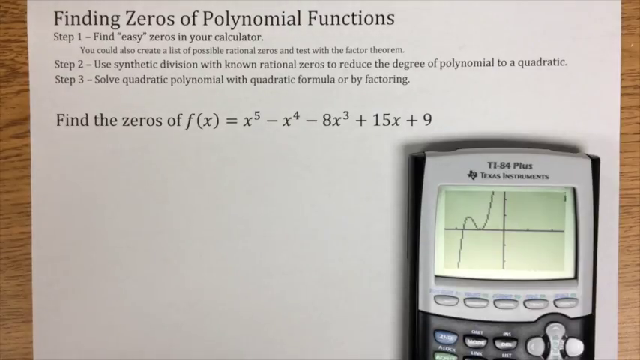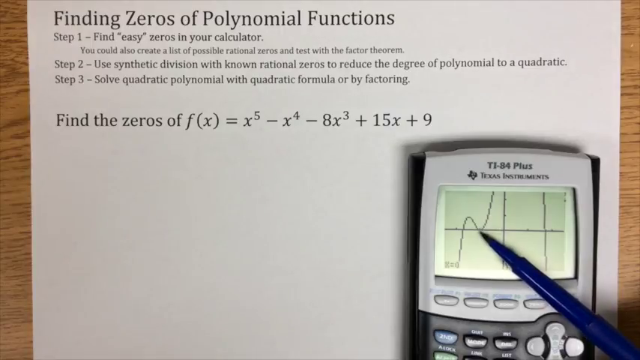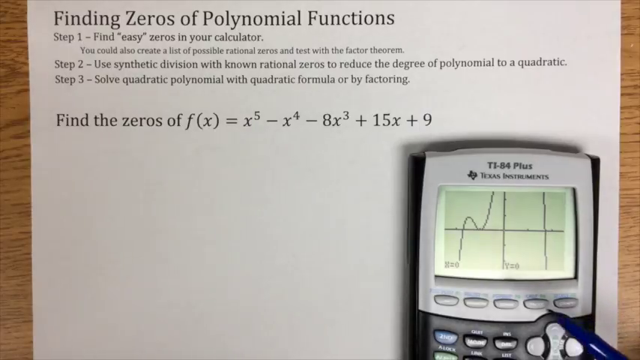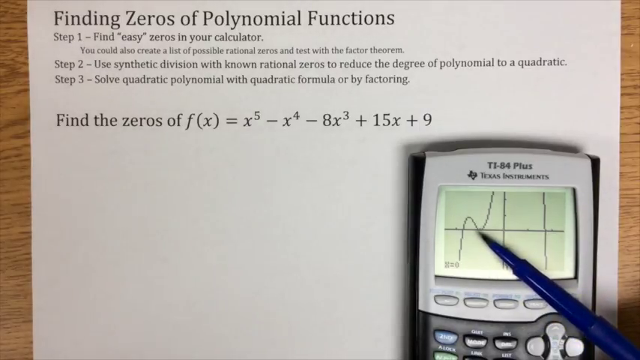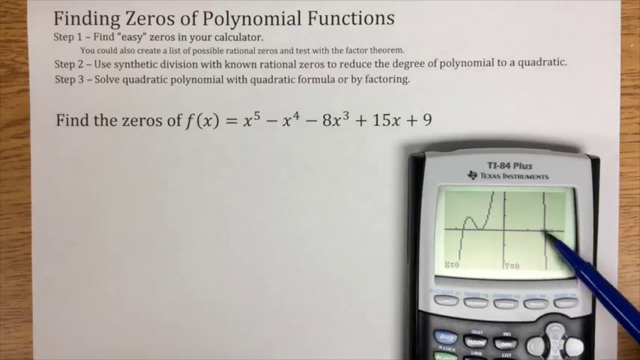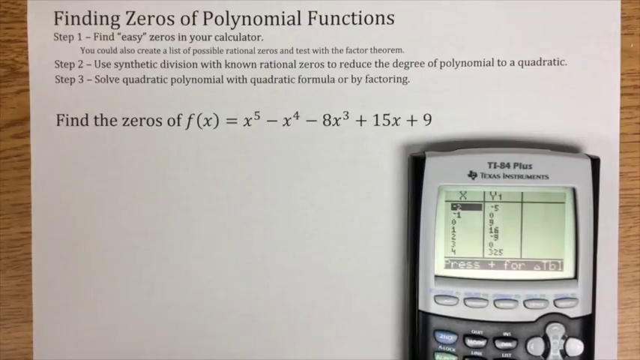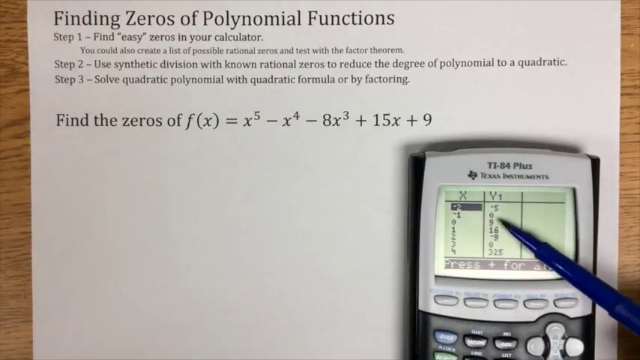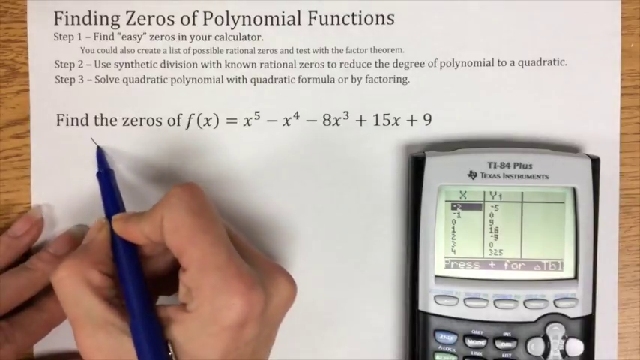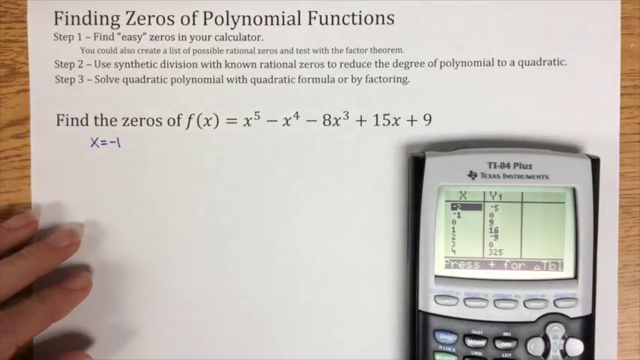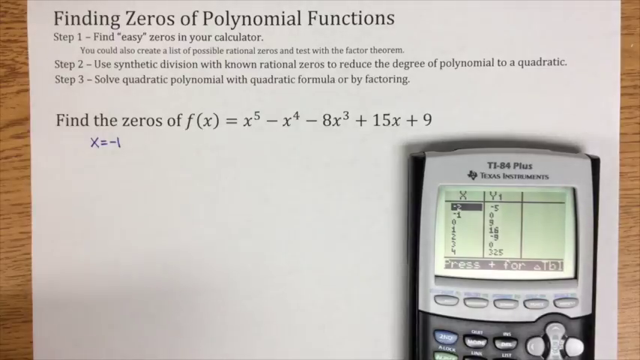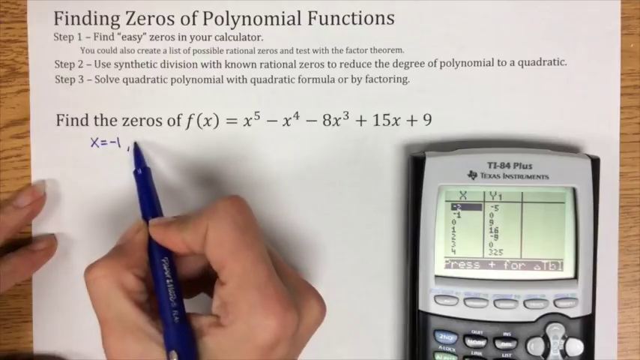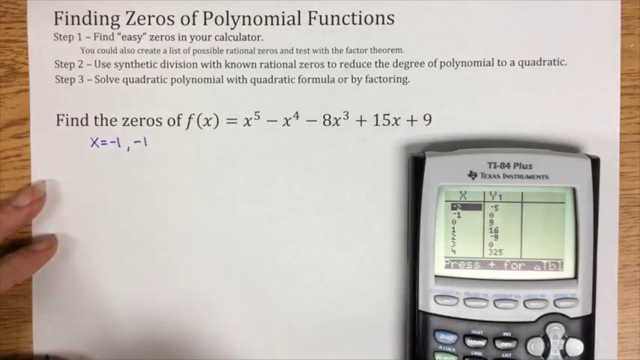I'm going to zoom in just a little bit and see what I see. And yes, it is. So at -1, if that is a zero, it looks like a repeated zero. And so we're going to count that as 2. I can't quite tell what's going on here, so I'm going to go to the table. So, okay, -1 is a 0. So x equals -1, and that one looked to be a repeated 0 or have a multiplicity of 2. So I'm going to write it twice because it has a multiplicity of 2.